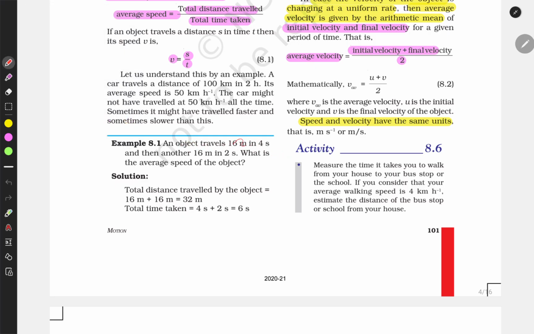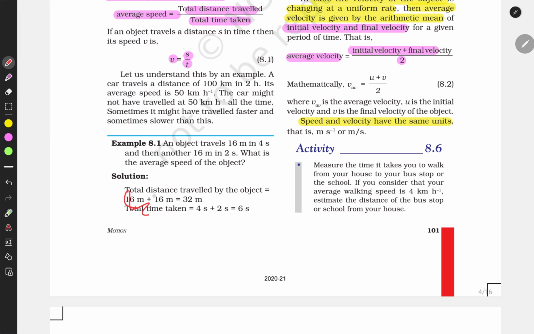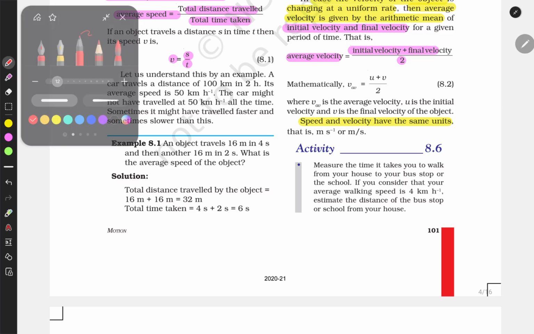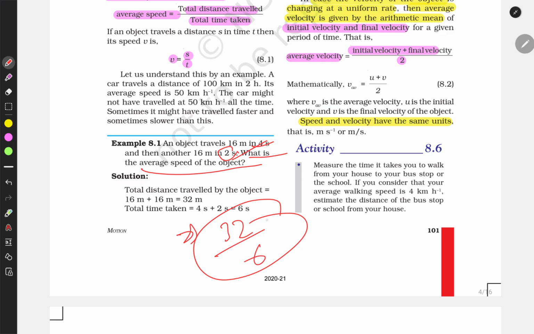If an object travels 16 meters in 4 seconds and then another 16 meters in 2 seconds, what will be the average speed? The total distance is 32 meters and the total time is 6 seconds. The unit is meters per second, so dividing gives 5.33 meters per second. This will be the average speed.